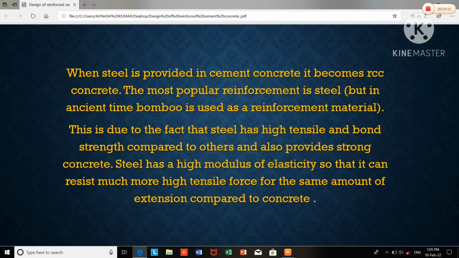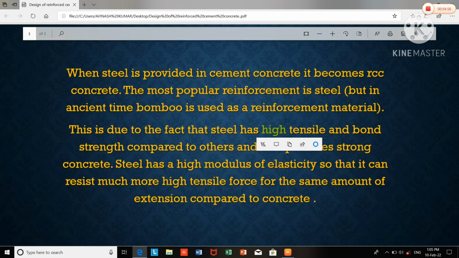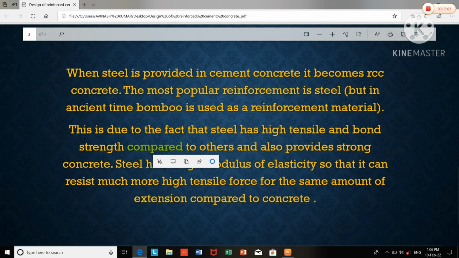So we know that steel is reinforcement material. So when steel is provided in cement concrete, it becomes RCC concrete.